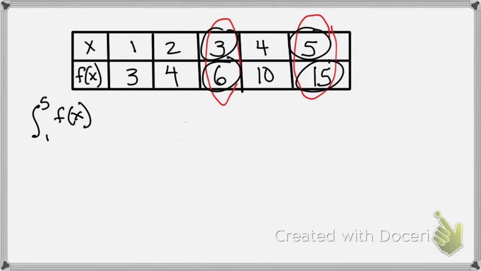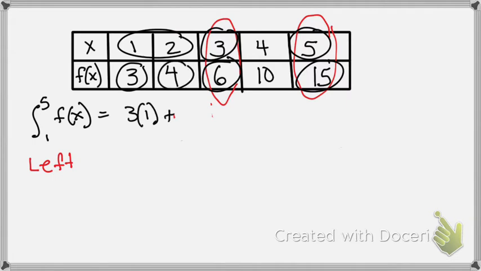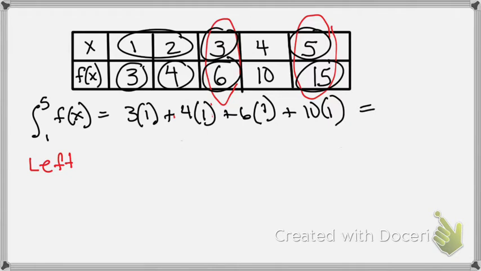So let's say you're asked to do a left Riemann sum for this one. Hopefully you know how to do that. That would be 3 times 1, 4 times 1, 6 times 1, and 10 times 1. That would be my left Riemann sum, whatever you get. Now how do you justify whether that estimated integral is an overestimate or an underestimate of the actual integral?